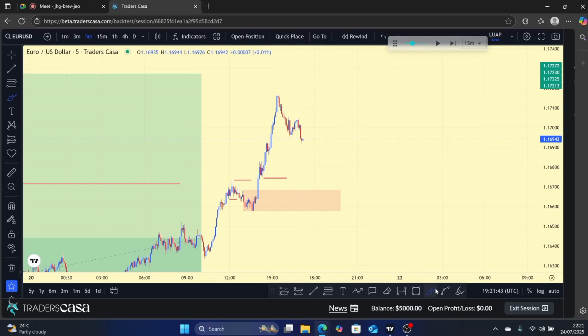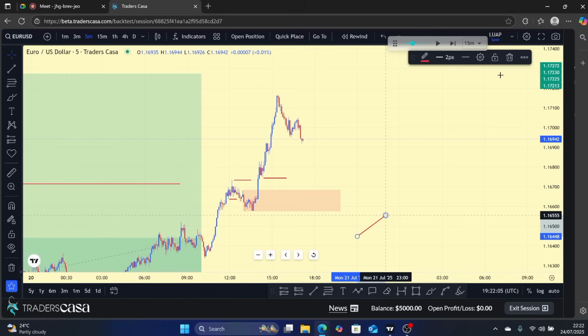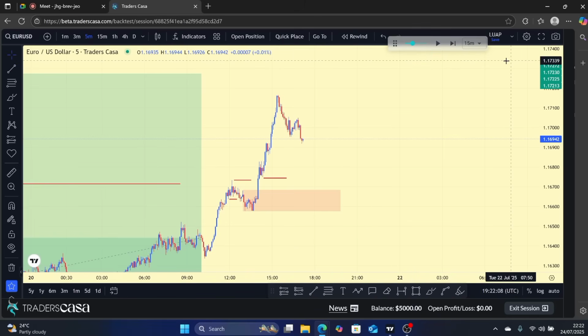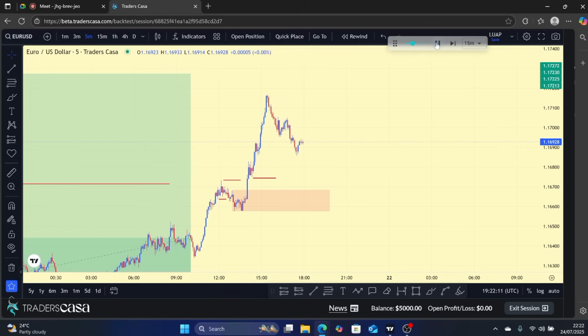Of course, if you're asking why I have not used this one, it is because this here is not a valid pullback, and we don't consider valid pullbacks as inducements. I mean, the highs and lows of invalid pullbacks, we don't consider the buy side and sell side liquidity that is associated with those highs and lows. All right, so let's see if price does anything here.